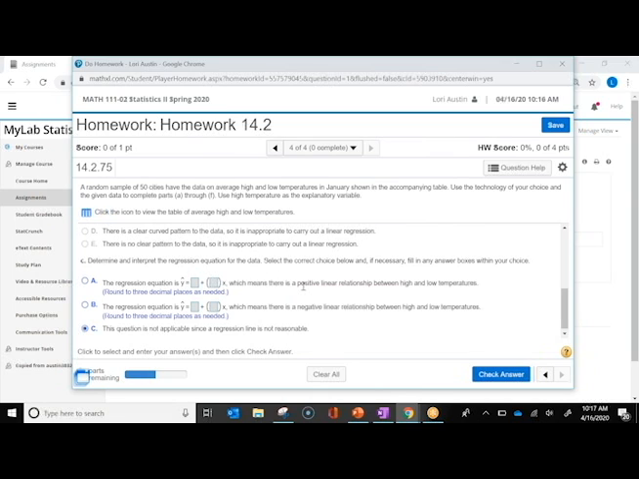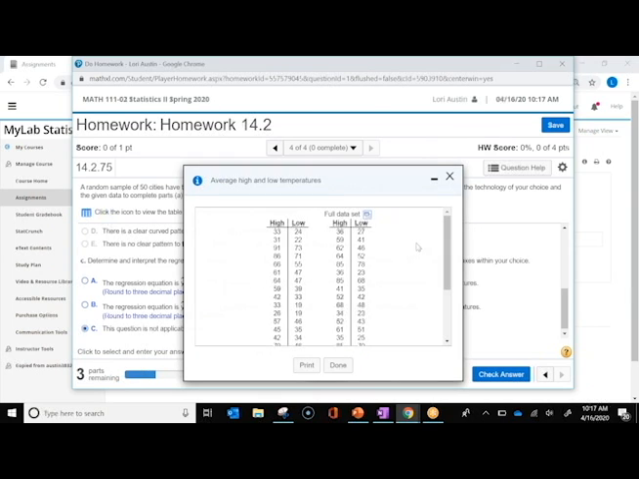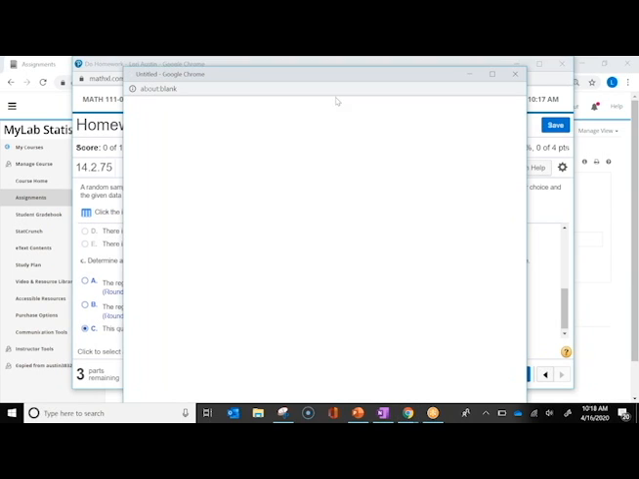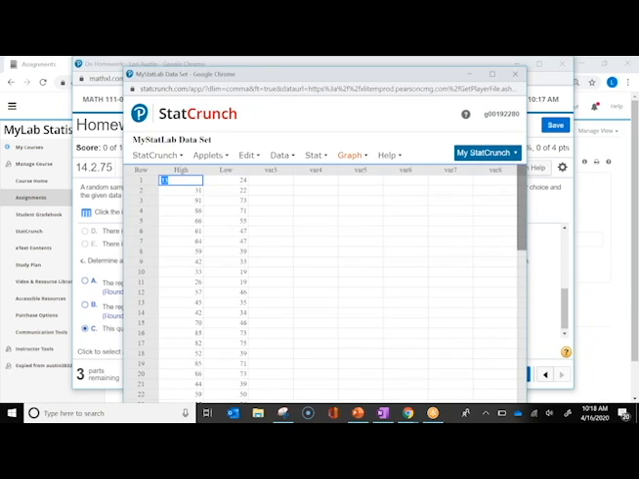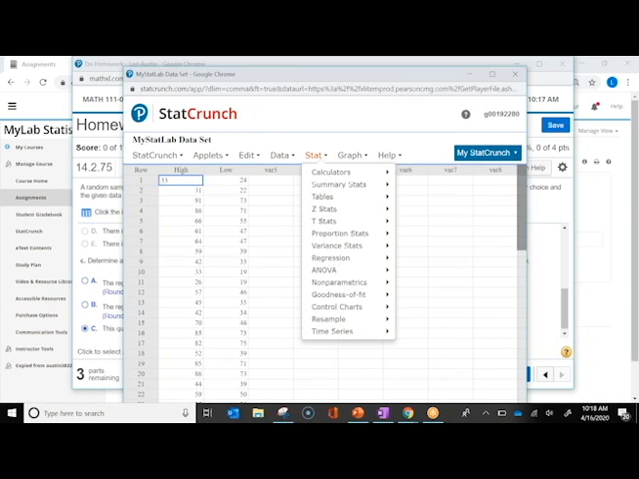Oh, determine, interpret the regression. Oh, so see this problem? They want you to use StatCrunch. You just have to open the data back up in StatCrunch and come up with the linear regression equation. So they're not asking you to do any of the computations. They're asking you to open it in StatCrunch, and that's where you have to go through clicking the regression, simple linear.